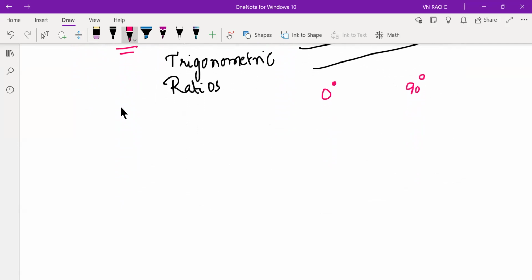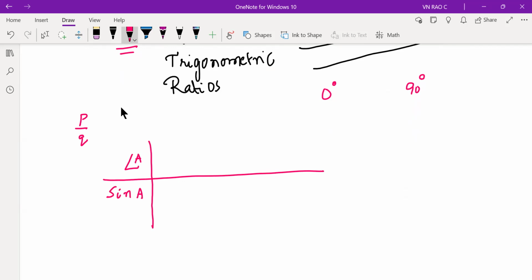That means we can write them in the form p by q. I don't say without decimals, but just written as fractions. So number one, I try to make a table like this. I choose an angle A, and I write the basic trigonometric ratios. First I write only two things: sine A and cos A.